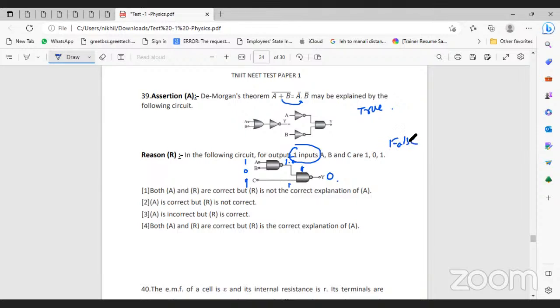The reason is false. So if the reason is false, no need of searching for the explanation. So you can tell the assertion is true, the reason is false. So you can tell the right option is: option A is correct, but the reason is not correct.